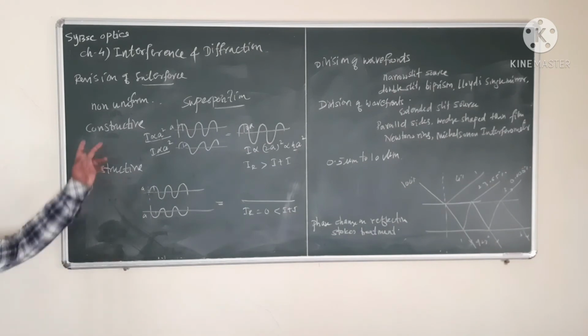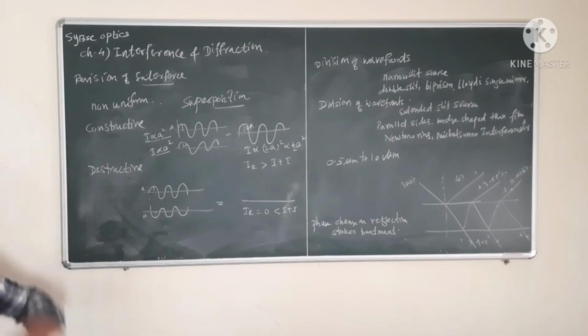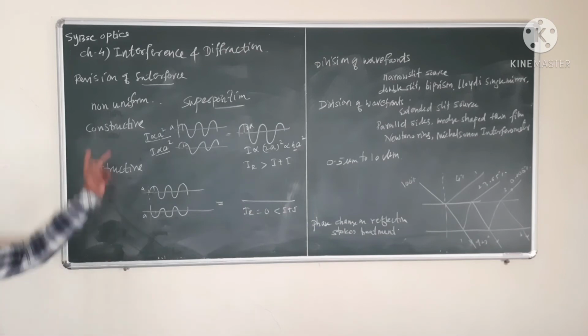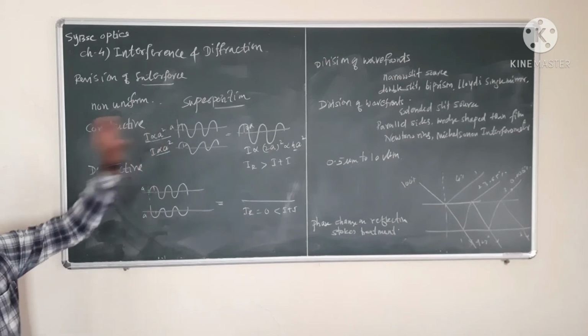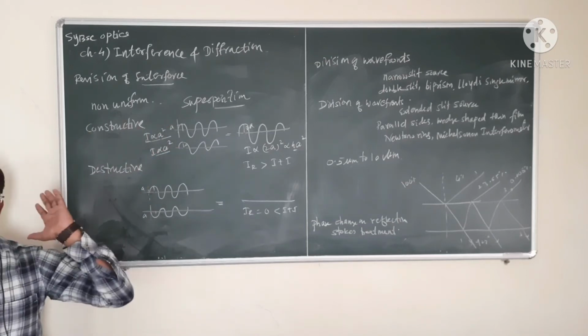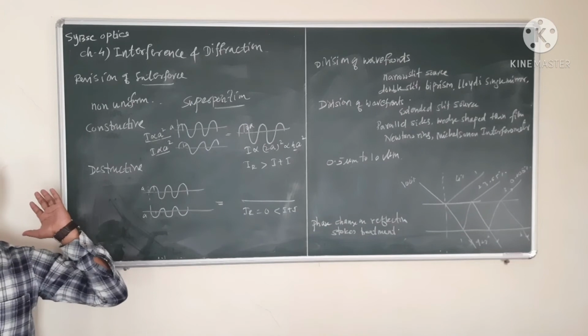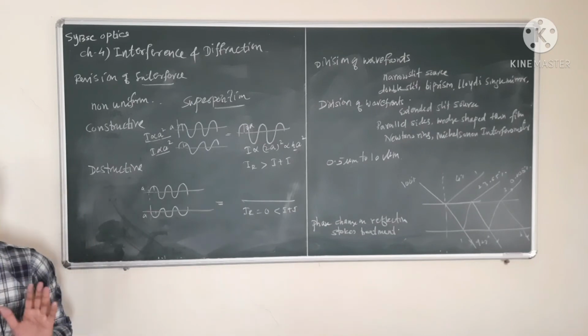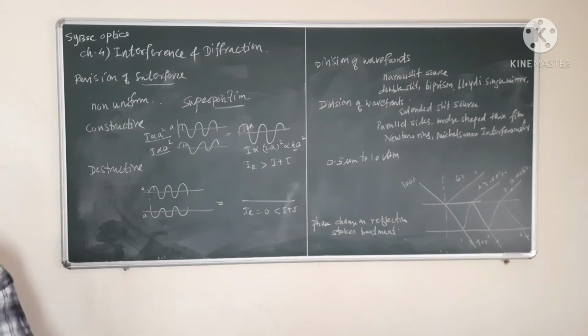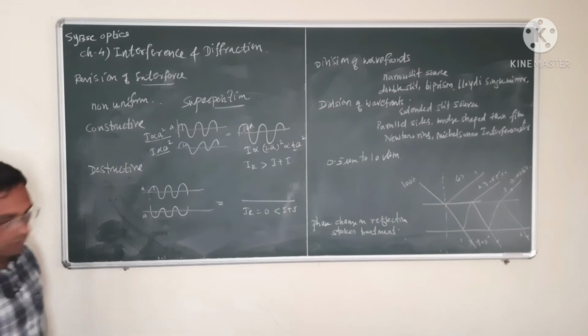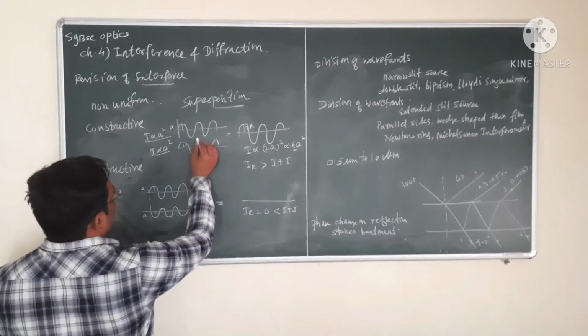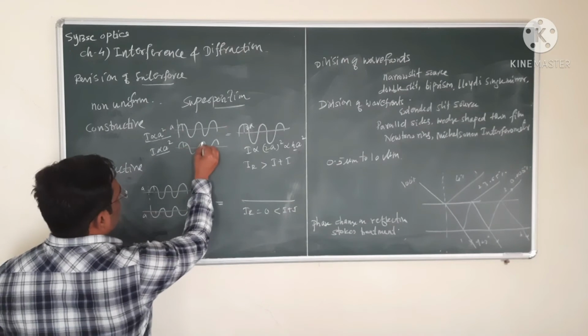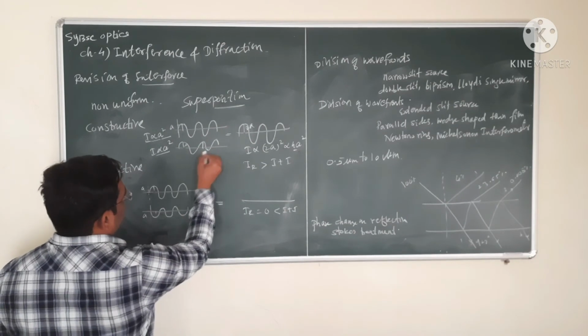Now you know condition for constructive and destructive interference. What is the condition for constructive interference? If two waves are in integral multiple of wavelength, then we will get constructive interference. What is the meaning of integral multiple of wavelength? So for that, you know that wavelength is the distance between two successive maxima or two successive minima.